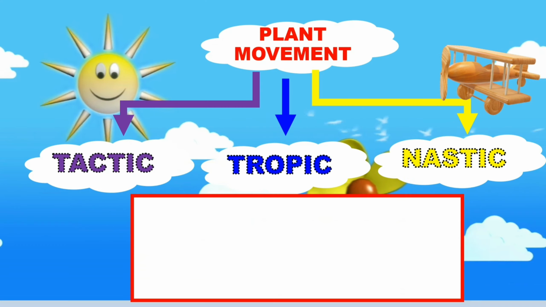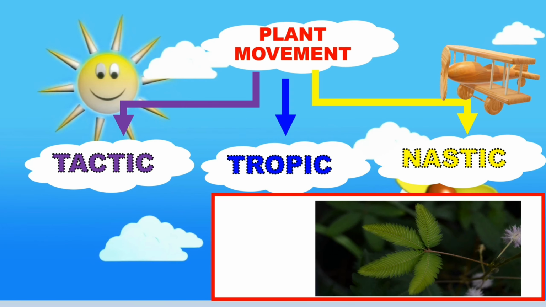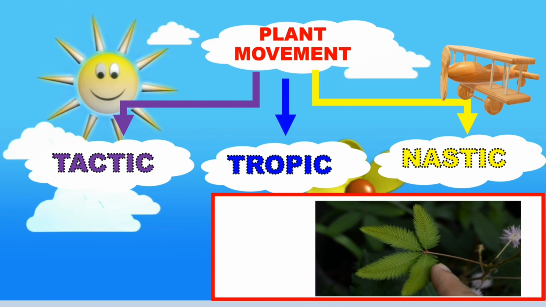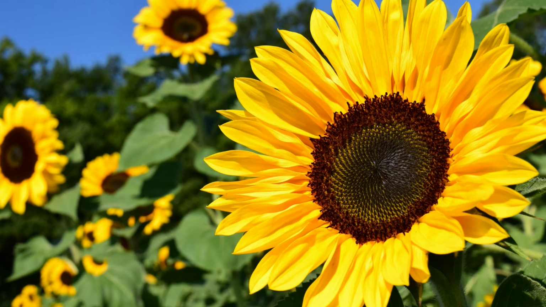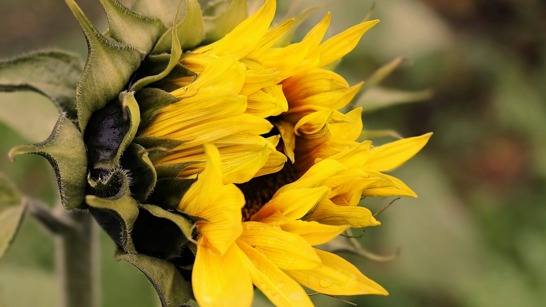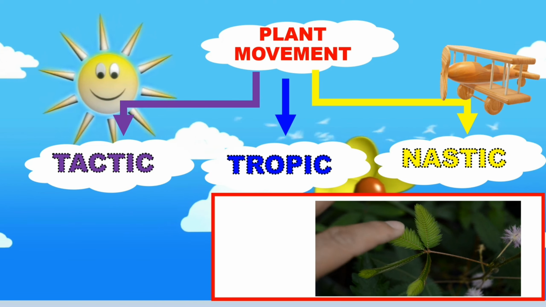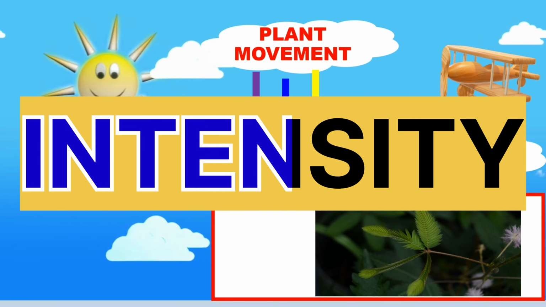The third kind of movement is nastic movement. You must have seen the leaves of Mimosa pudica fold or droop when subjected to touch. Similarly, some flowers open up when the amount of light is more and close when the amount of light is less. That means here the direction of stimulus is not important, but intensity of stimulus is important.